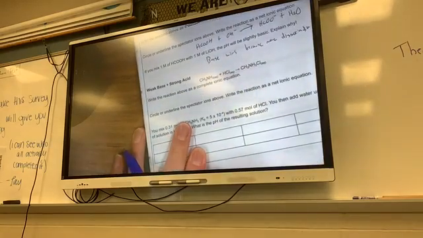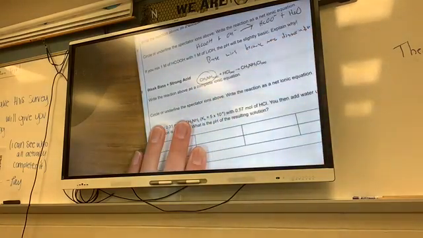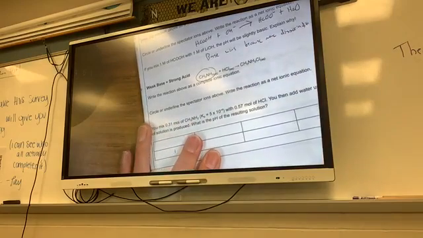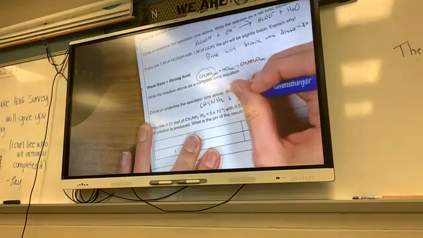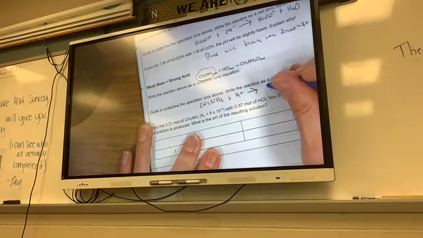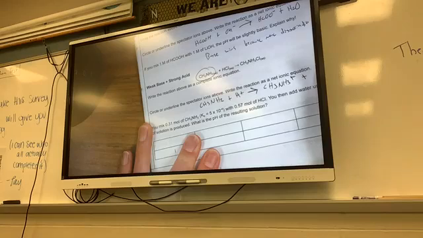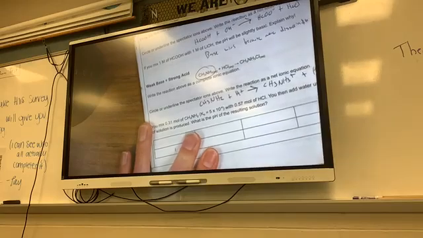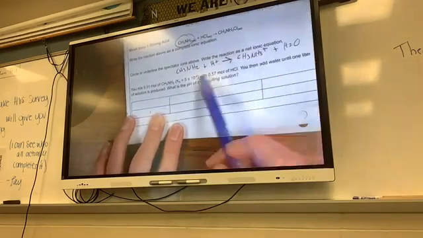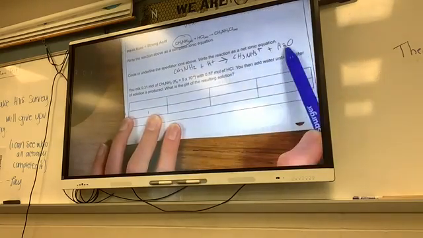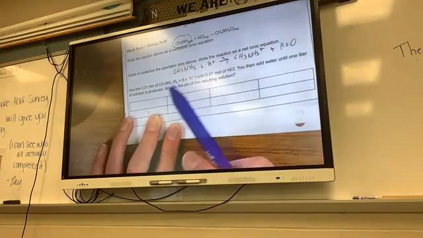Weak base, strong acid. On this one, my strong acid is hydrochloric acid, so that means this is going to break up. If I write my net ionic equation, it's CH3NH2 plus H plus gives me CH3NH3 plus, and technically water, because it says AQ. You mix 0.31 moles of this with 0.57 moles of HCl. You then add water until a solution is produced. What's the pH of the remaining solution?